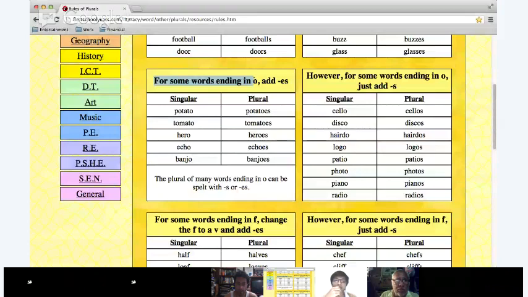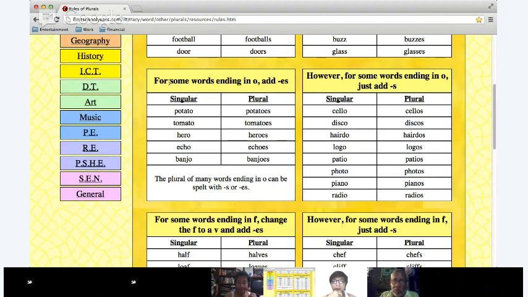This column right there, that box. Please read that. Singular potato, plural potatoes; tomato, tomatoes; hello, hellos; echo, echoes; banjo, banjos. Okay, all right, very good. So thank you very much, Din.